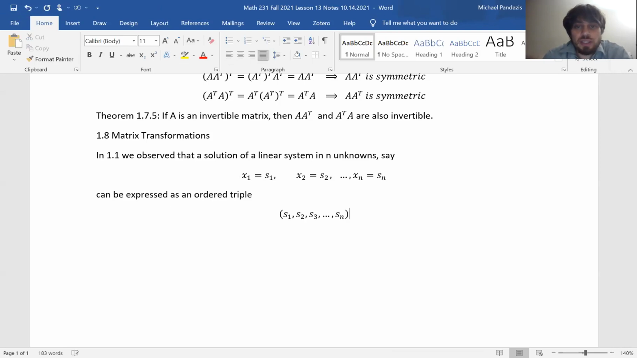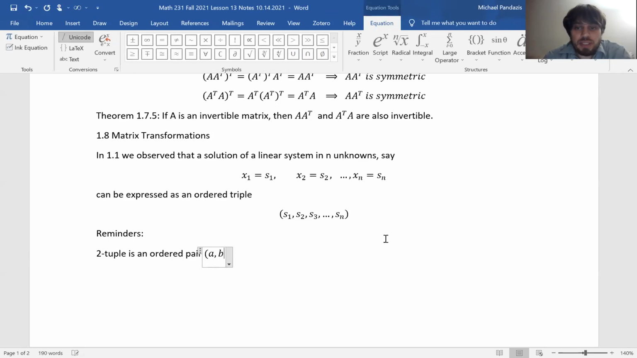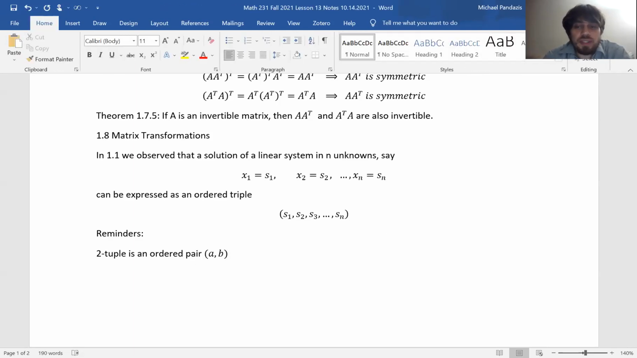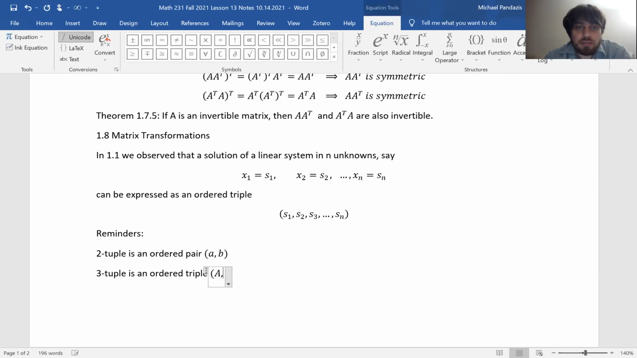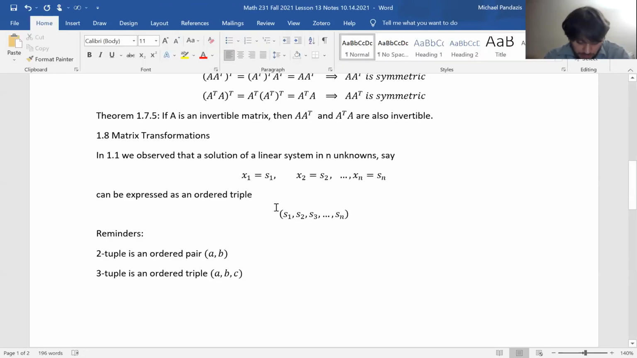Okay, so reminders. A two-tuple is an ordered pair. For instance, a comma b would be an ordered pair, right? A three-tuple is an ordered triple. For instance, a, b, c. Right, so that would be an ordered triple.